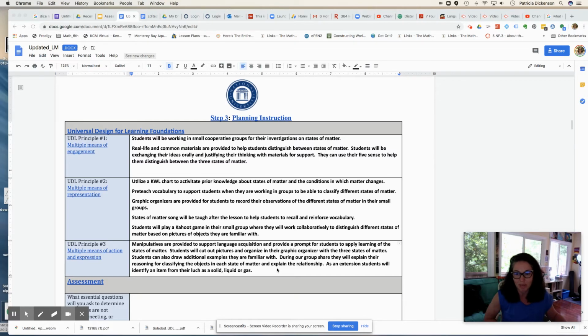And finally, we can extend students' thinking and help transfer their learning by having them do an investigation of their lunch that they brought to school that day and classifying the items in their lunchbox as either a solid, a liquid, or a gas. Well, that's just one example of how you can use the UDL foundation principles to help us in terms of designing instruction.